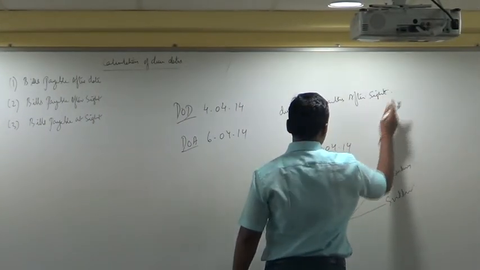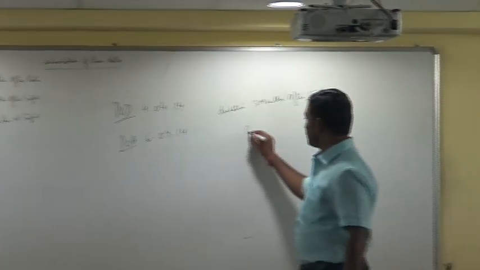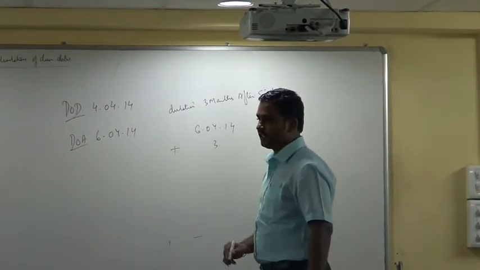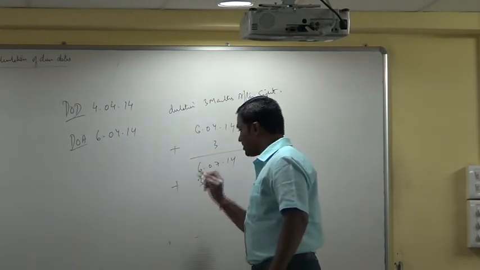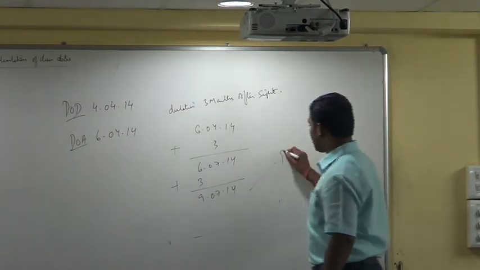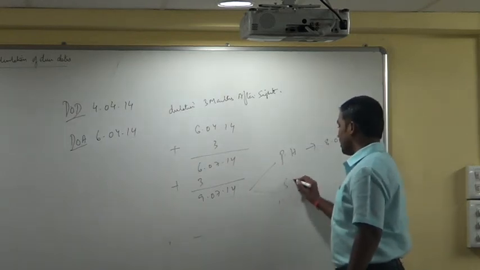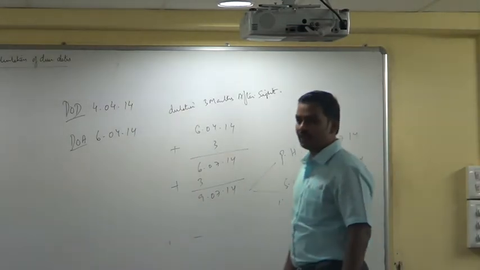Suppose the problem says it is 3 months after sight. The duration of the bill will commence from which date now? It will start on 6th April 2014 plus 3 months. In months I will write 3. So I will get 6th July 2014, plus 3 days grace added here. I will get 9th July 2014. Check: if it is a public holiday, 8th July will be the due date. If it is a sudden holiday, 10th July will be the due date. Is it clear?